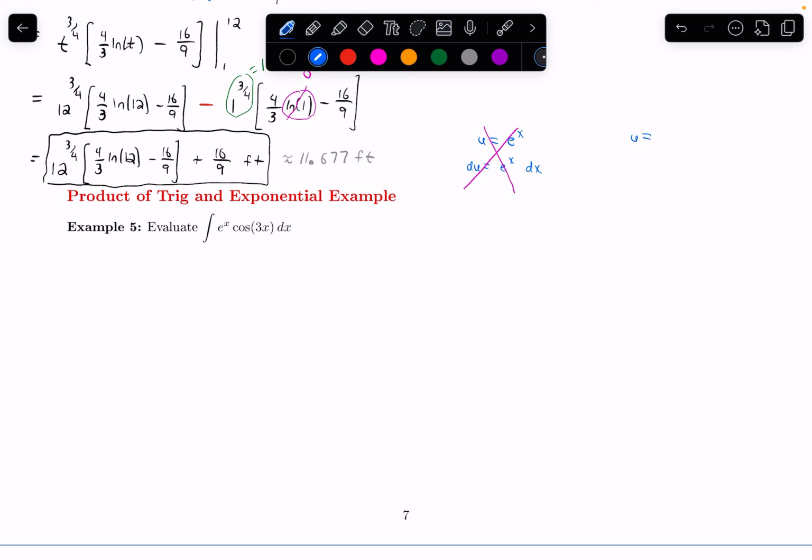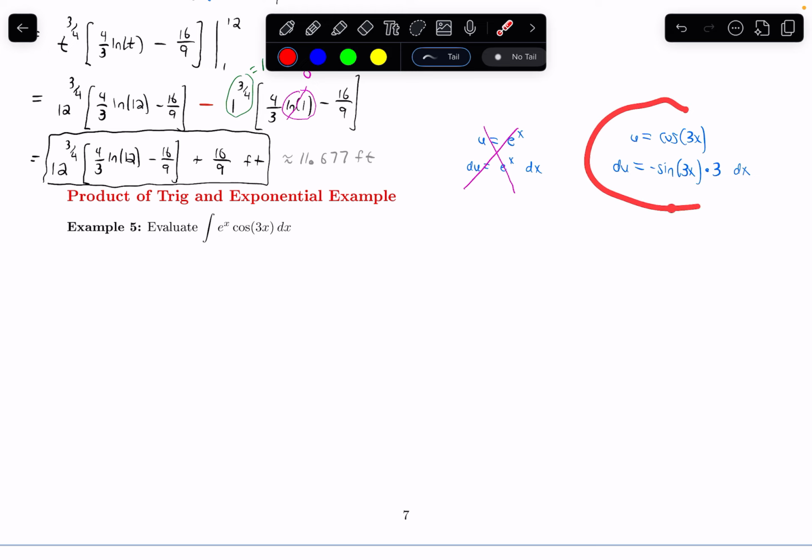The other natural choice for u might be the other term, that cosine 3x. Then du involves chain rule. The derivative of cosine is negative sine, so negative sine 3x, multiplied by the derivative of the inside, which is 3. And then I write the dx at the end. And again, if I look at the u and the du here, in neither one of them do I see an e to the x showing up. So that makes it unlikely that we'll be able to cancel away that e to the x. Okay, this is probably not going to work. So u sub doesn't seem to be helpful.